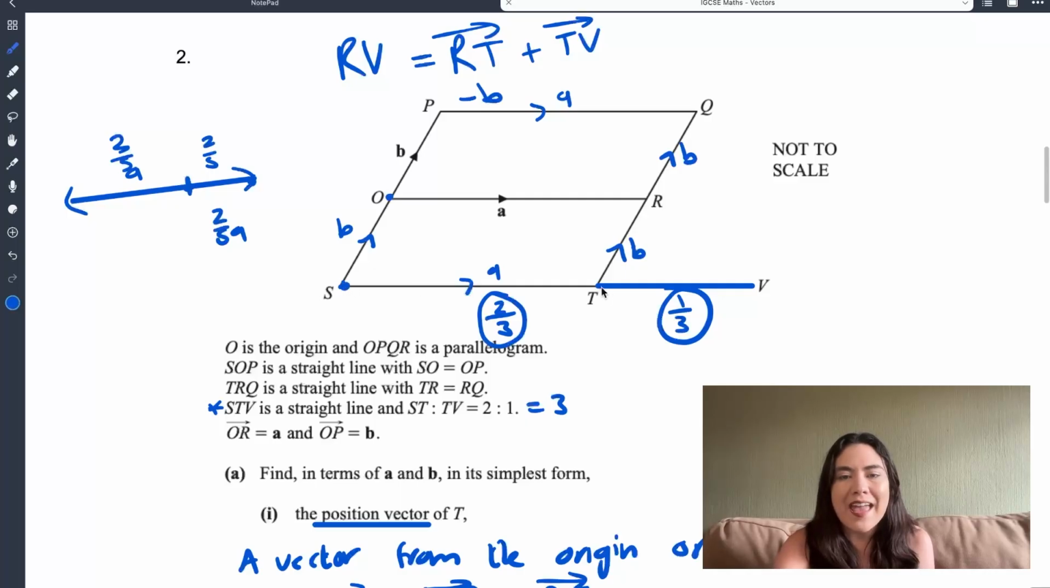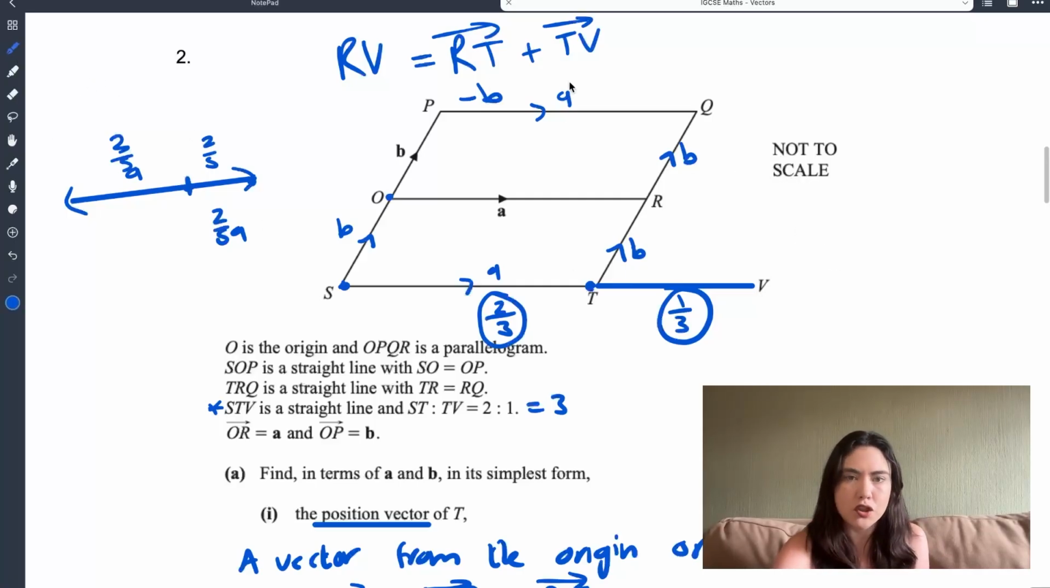So we know that S to T is equal to a, but we also know that S to V is in a ratio of 2 to 1. So S to T is 2/3 and T to V is 1/3. We're going to approach this kind of question a little bit differently, because it's not saying it's 1/3 of a, because a does not extend all the way to V.